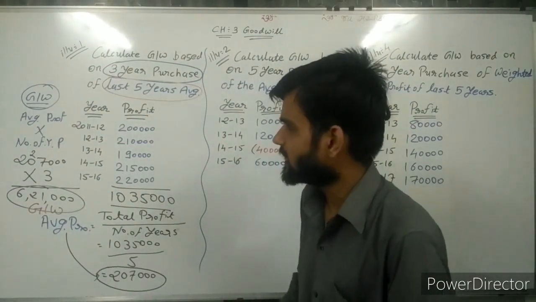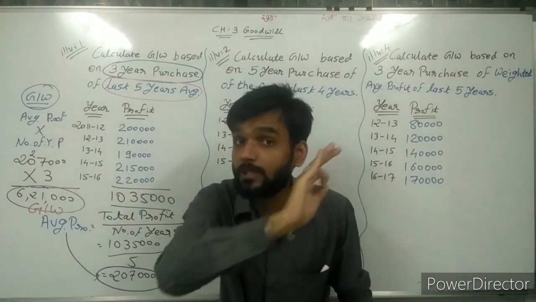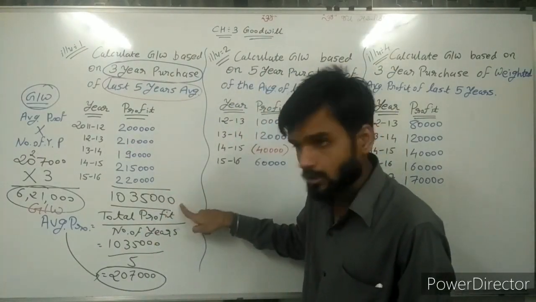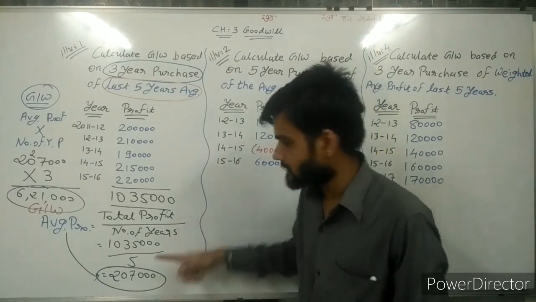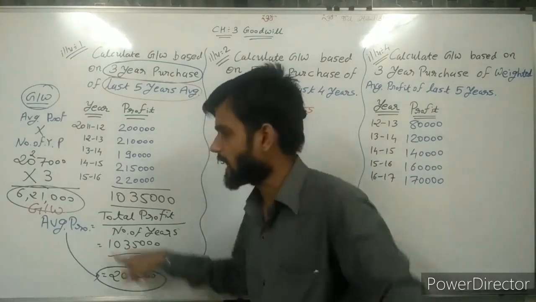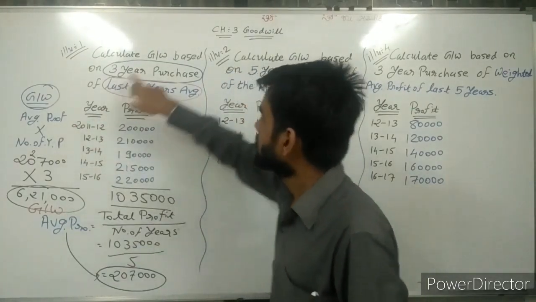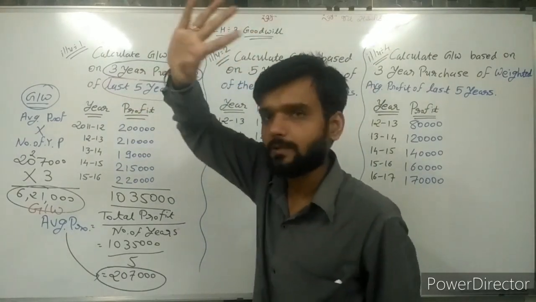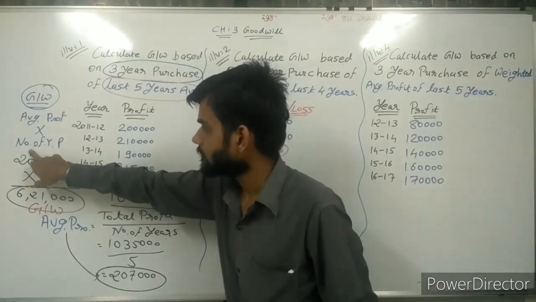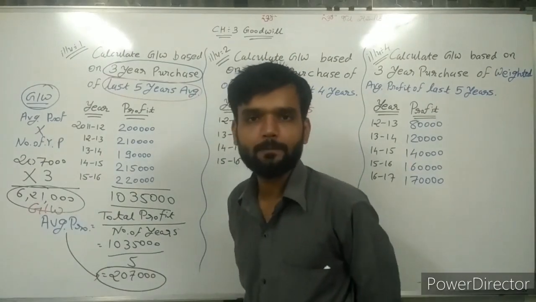Simple. So in this way, we can find the value of goodwill. On the basis of the simple average method, first of all find the total of profit. Total profit divided by number of years gives average profit. On this average profit basis, we can find the value of goodwill. Average profit into number of years' purchase, which is 3. So average profit 207 into 3, you will get 6,21,000. That is the value of goodwill.